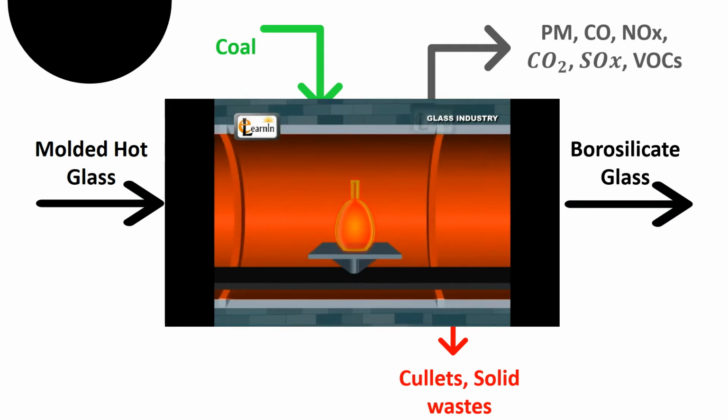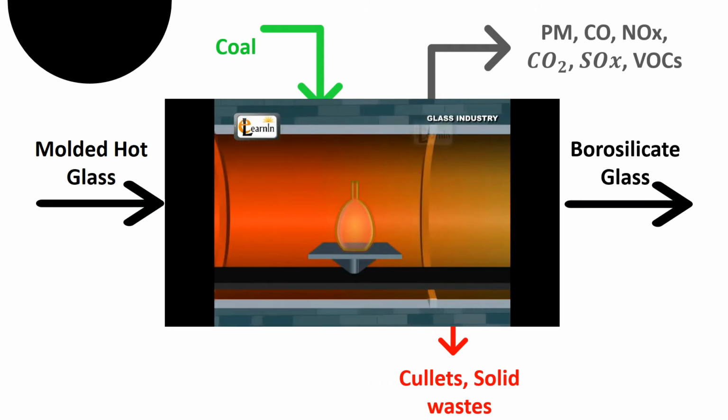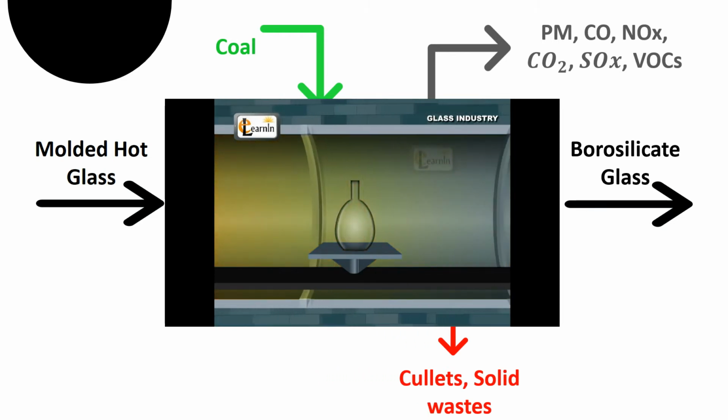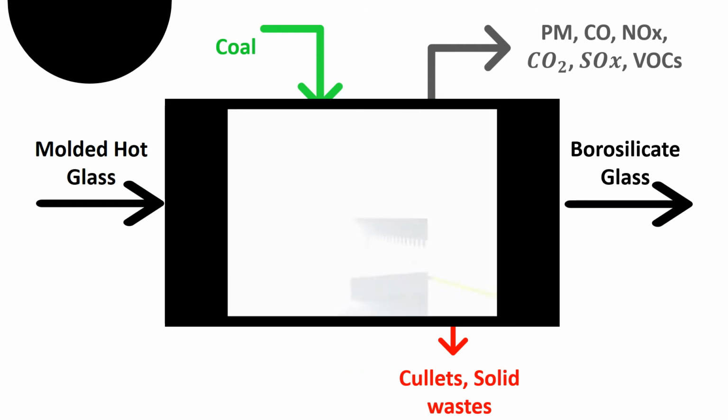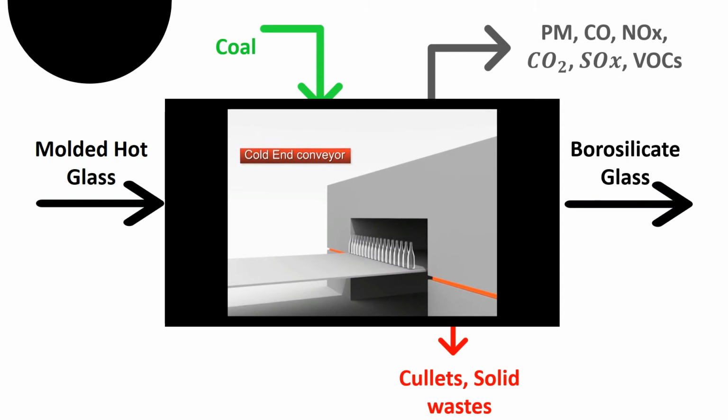Coal is used as an energy source for this process. Therefore, NOx, SOx, carbon monoxide, carbon dioxide, VOCs, and particulate matter will be the air emissions. There will also be cullet solid waste in this process.